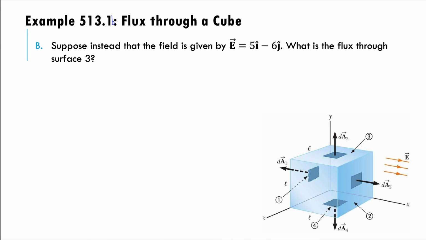So let's do a second part to this example. What if instead the field is given by this expression, 5 i hat minus 6 j hat? So the field is still uniform, but instead of pointing horizontally, it points somewhere down. It's in the xy plane pointing down. And for this part, we just want to find the flux through surface 3. So we can draw A3 pointing upward, perpendicular from surface 3. And we can see that the field does enter the surface. There is part of it that is perpendicular to the surface.